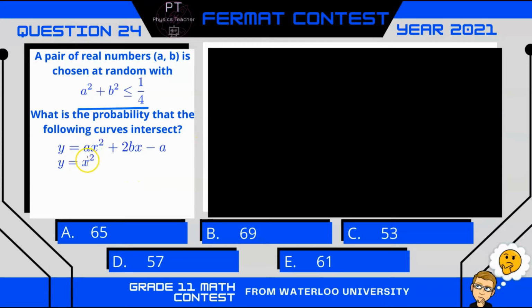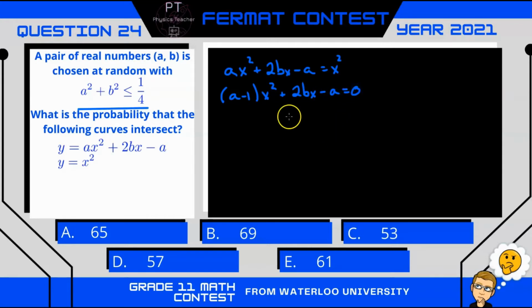So let's start by looking at when those curves will intersect by setting their equations equal. So we have ax squared plus 2bx minus a equals x squared. If we rearrange this by bringing x squared to the other side and factoring out x squared, we have (a minus 1)x squared plus 2bx minus a equals 0. Right now you can see if a equals 1, then the x squared term disappears and you get a linear equation. There will definitely be a solution for that as long as b does not equal 0.